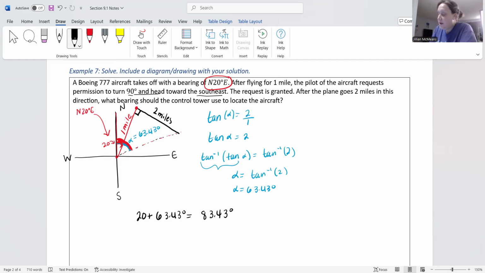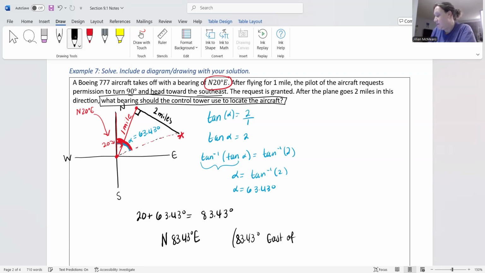The question asks, what bearing should the control tower use to locate the aircraft? So from the origin, remember our origin here, we've got our plane right here. We're just going to use a star because I don't know how to draw an airplane. What is their bearing now? Well, they're still north of the airport and still to the east, but how many degrees? We would say that they are north 83.43 degrees east. So this means they are 83.43 degrees east of north, which is kind of awkward to say, but that's what's happening here.